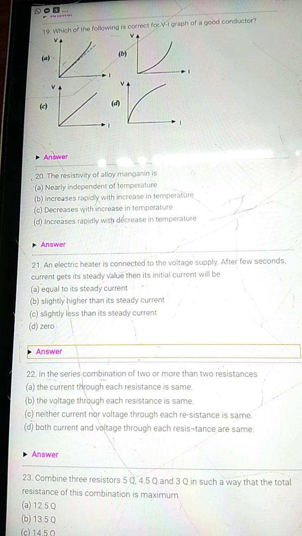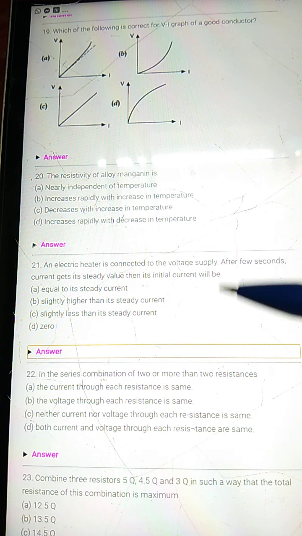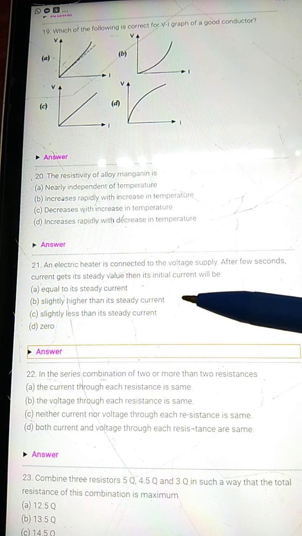Let's see the options. Equal to the steady current, not the correct option. Slightly higher than the steady current. Initially slightly higher than the steady, this is going to be the correct option. Initially slightly higher current, just because resistance was low.